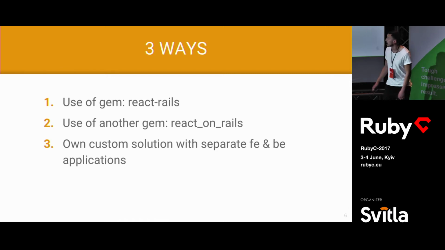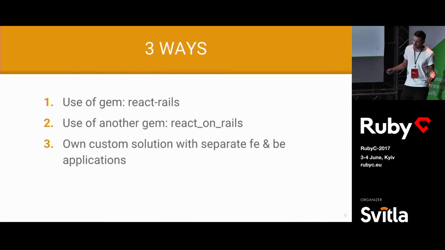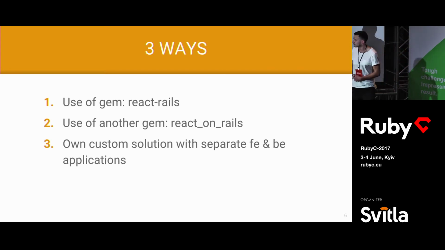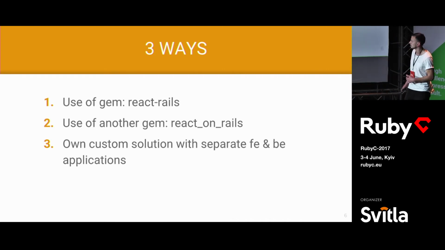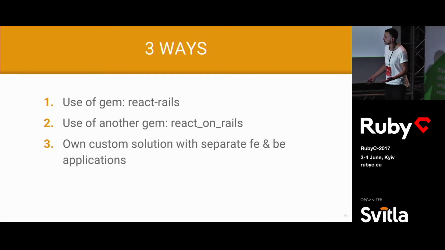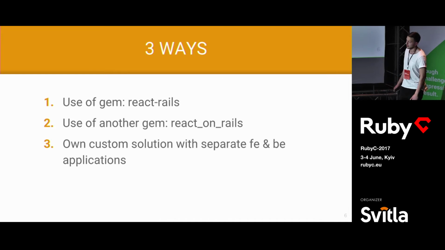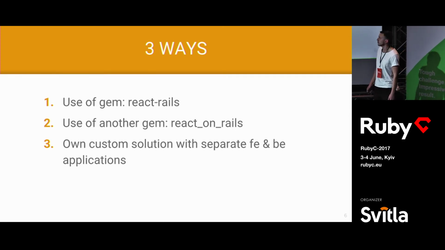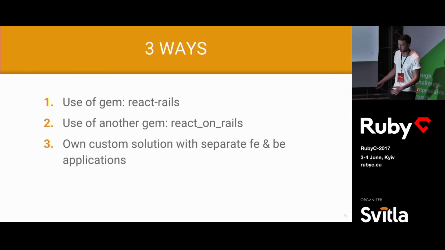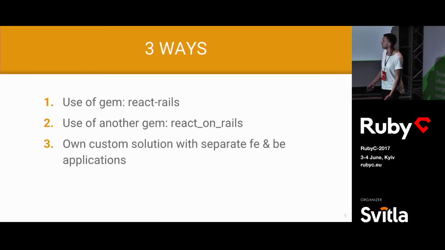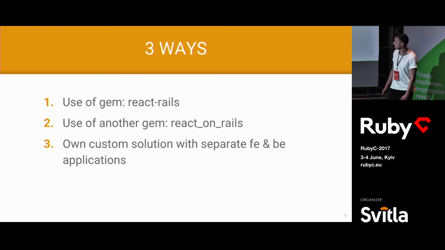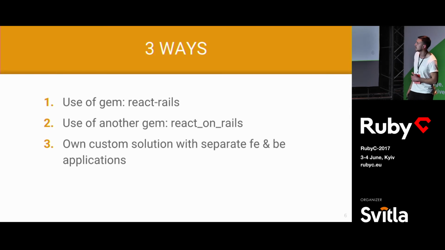And there is another gem, React on Rails. It has everything built in, like a bundle of stuff: server-side rendering, webpack, Babel, whatever you need for a modern JavaScript structure setup, I would say. And the third way is your own custom solution. With this way, you can be more flexible, and you don't need to install another gem because you already have 100 of them in the Gemfile. I actually don't like gems. I think it's a better solution when you have a custom setup and you can add or delete whatever you want.